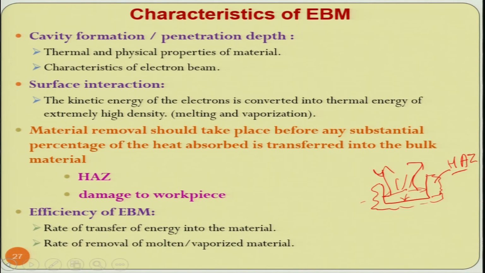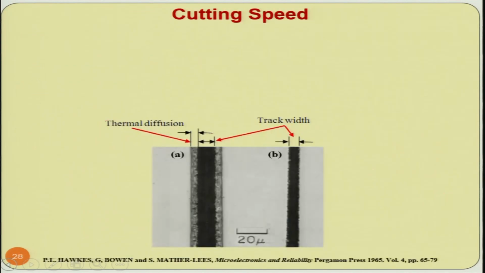Rate of removal of molten and vaporized material from the cavity: whatever this material is being removed, it should be quick. Whatever material is being melted or vaporized, the molten material should be quickly removed, as well as the vaporized material also should be quickly removed from the cavity. Otherwise, the efficiency of the electron beam micromachining is going to reduce.